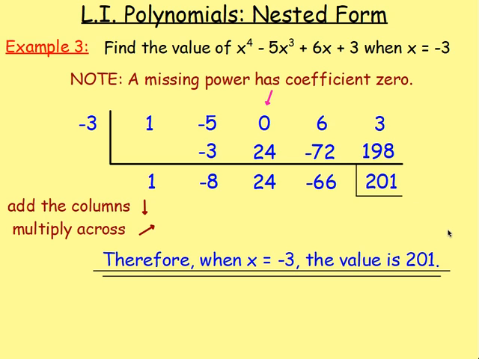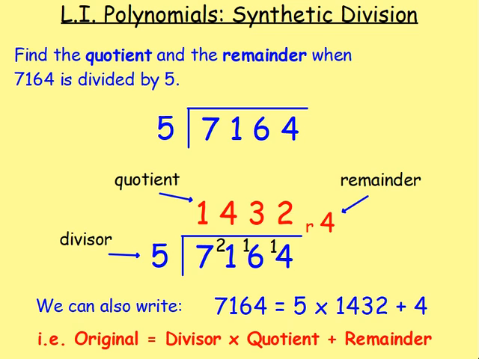Example 3 was slightly different, really, because I had 0x squared. So you've got to make sure that we've got x to the power of 4, 3, 2, 1, and 0, but we don't have an x squared, but you still need to include that when you're setting it out like this. So you would write down 0. So make sure if there's an x term missing, like an x squared term missing, you include a 0 there. You do still need that.